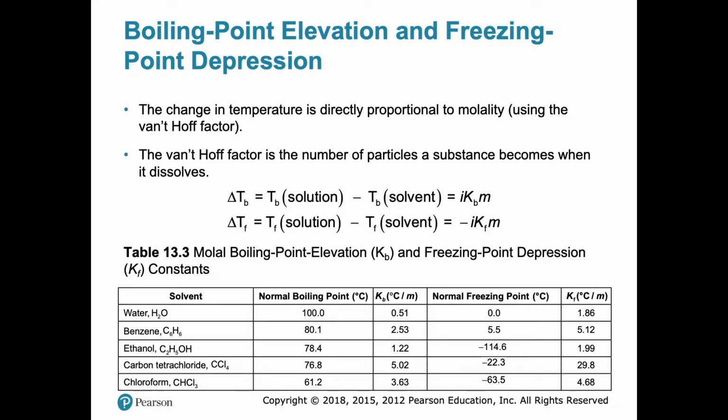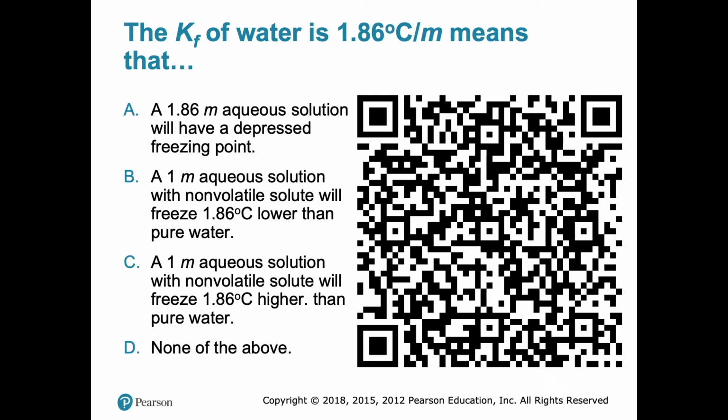So, your very first question is up here now. The KF of water, oh, I forgot to say that, but I'll say it right now. When we're talking about those numbers that say per mole Celsius, those are called KFs, right? So the KF of water is 1.86 Celsius per mole, means that what?